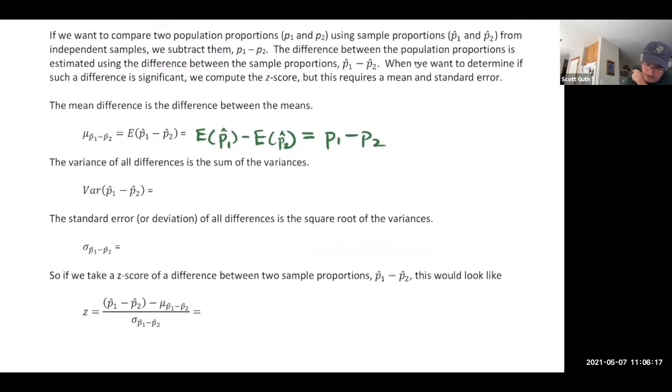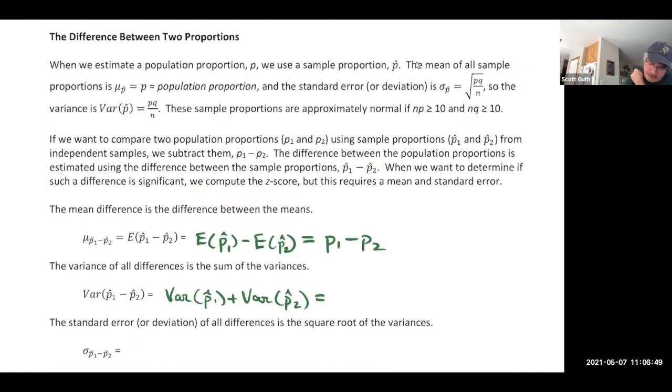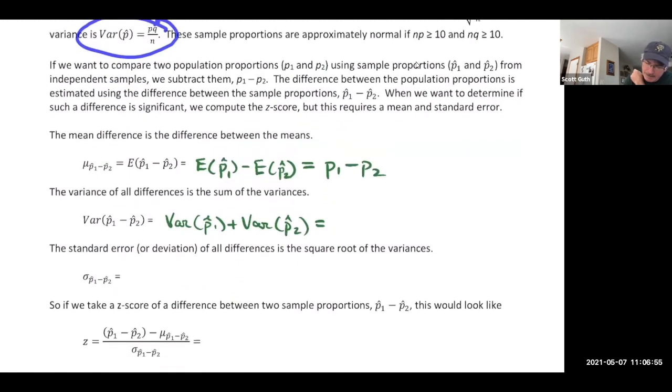Now to do the variance, variances are a little different. The variance of differences is the sum of the individual variances. So when you look at the variance of p hat 1 minus p hat 2, it's going to be the sum of the variances, the variance of p hat 1 plus the variance of p hat 2. Variances add even when you subtract the variables. The variance of a sample proportion looks like this, pq over n, but now there's two of them. So we're adding them together.